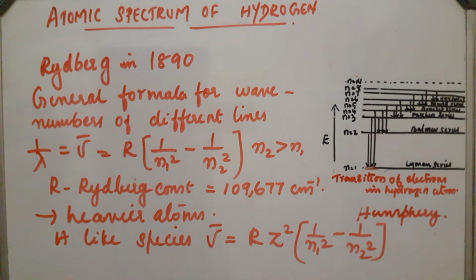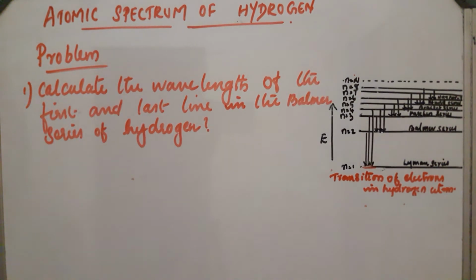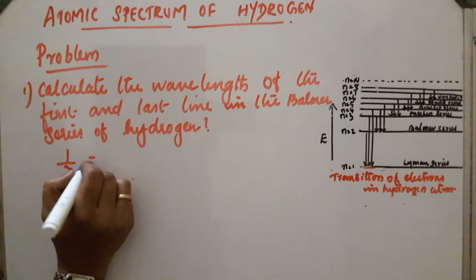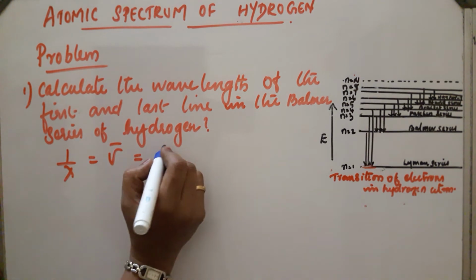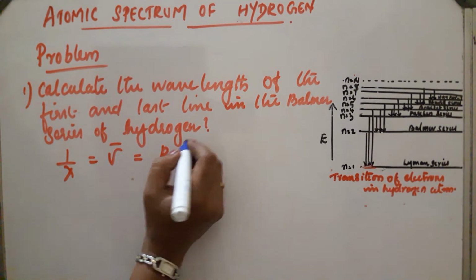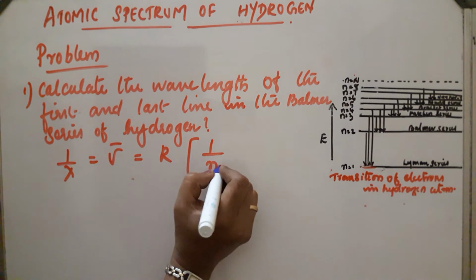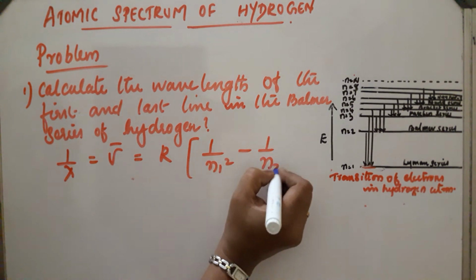Next, let us do one problem based on this formula. The problem is: calculate the wavelength of the first and last line in the Balmer series of hydrogen. So the transition takes place from different excited energy states to the level n is equal to 2. First we can write the formula: 1 by lambda, or nu bar, will be equal to R, which is called the Rydberg constant, into 1 by n1 square minus 1 by n2 square.